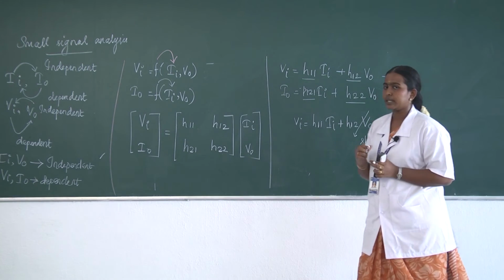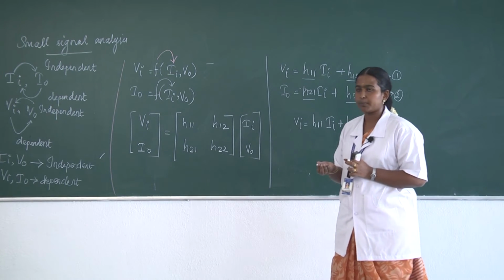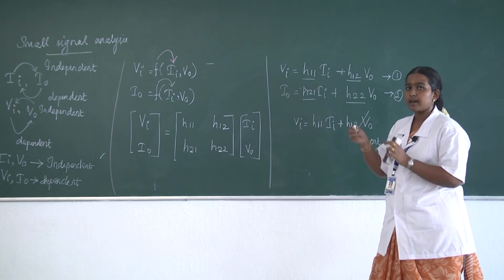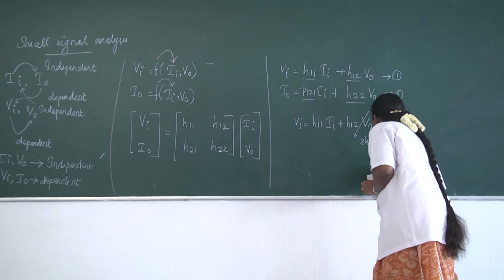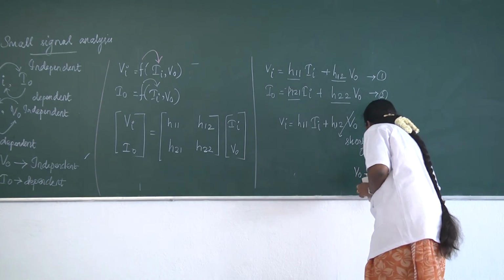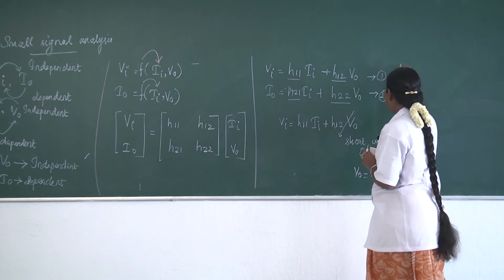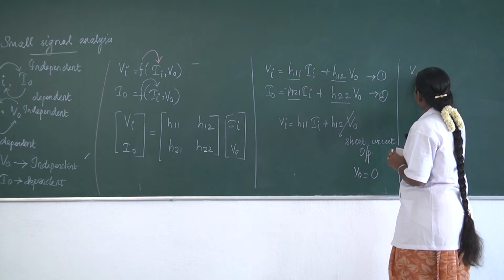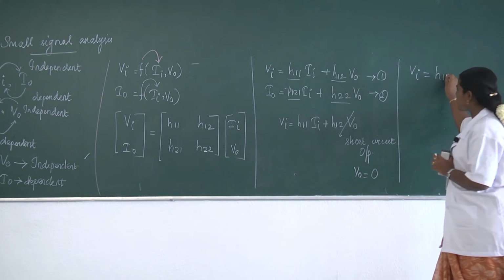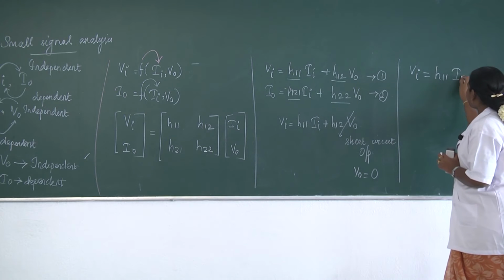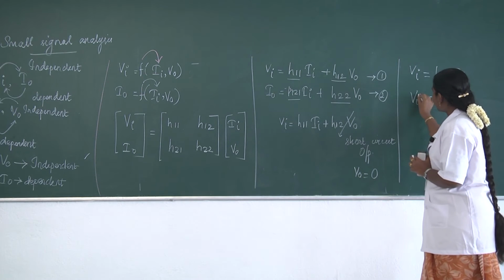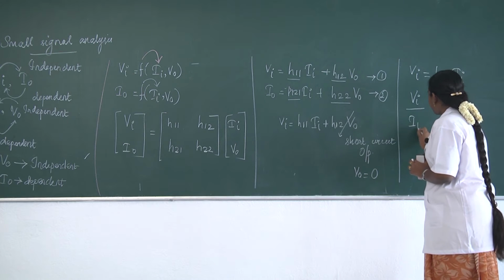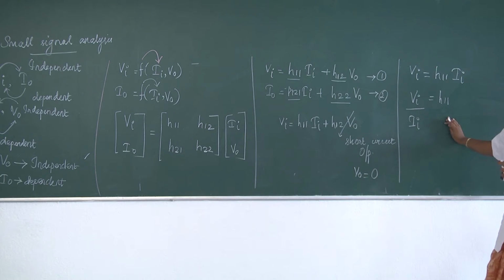So normally we know that if we apply any short circuit operation, the voltage, that is the voltage what we have considered here is output voltage. So the voltage, that is V naught, will be equal to 0. So automatically the equation becomes VI is equal to H11 into II. So in the next step what we can do is VI divided by II. So this is the answer for H11.